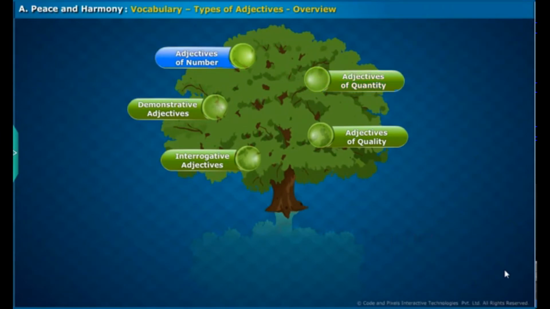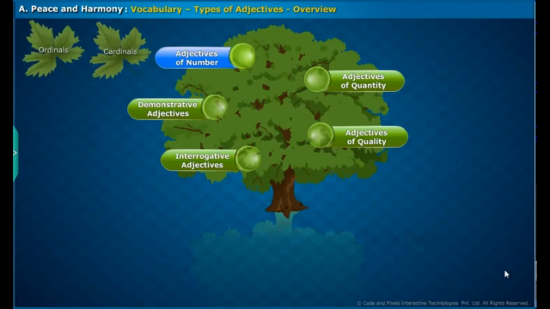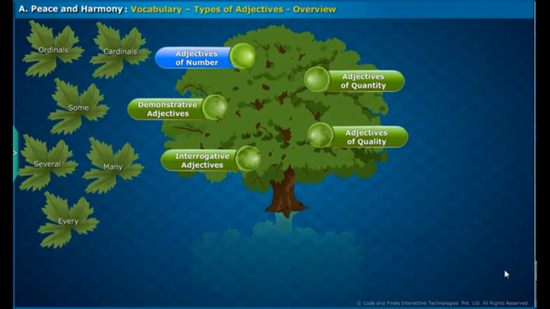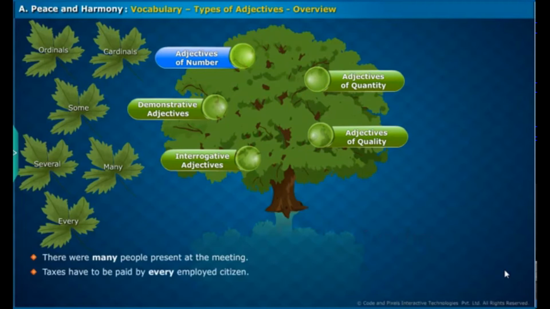Adjectives of number describe the count. A few examples are all cardinals, all ordinals, some, several, many, every. Listen to the following sentences framed using these adjectives. There were many people present at the meeting. Taxes have to be paid by every employed citizen.